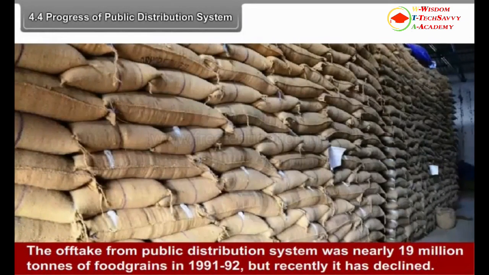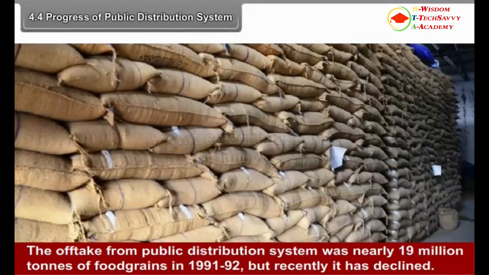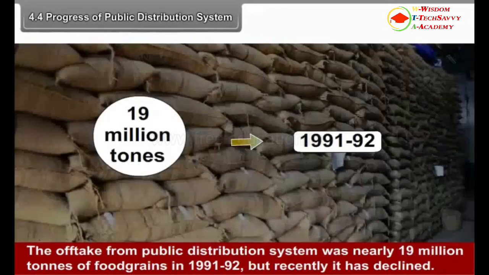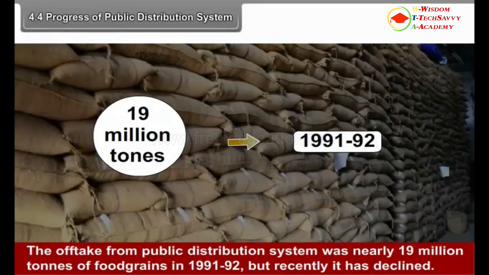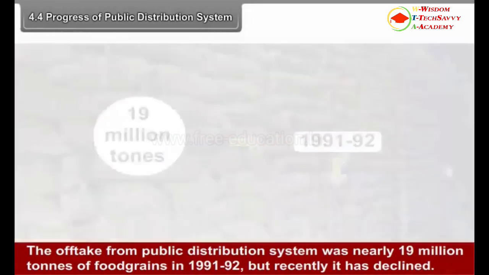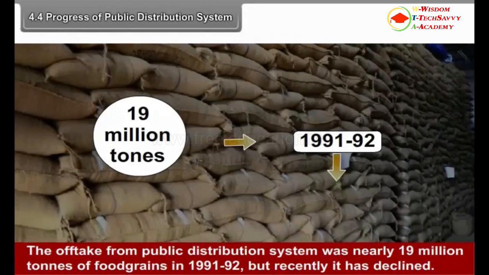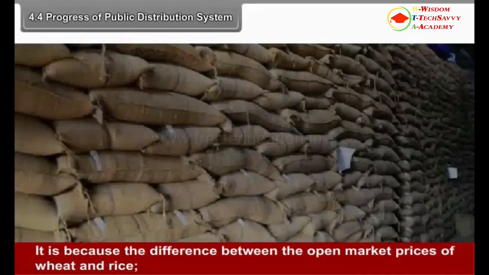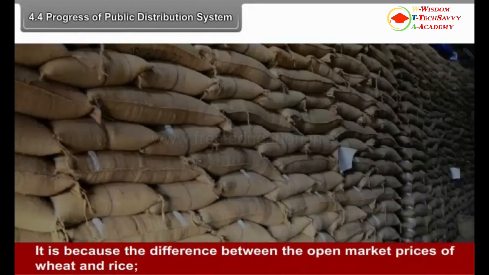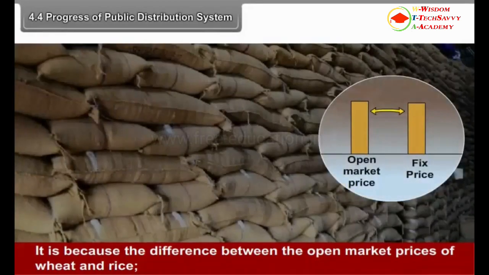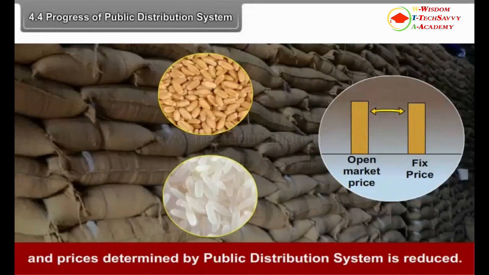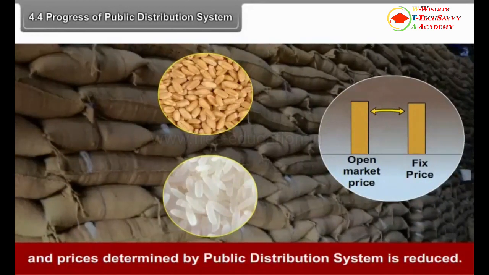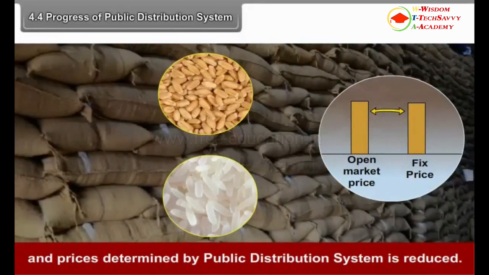The offtake from the public distribution system was nearly 19 million tons of food grains in 1991-92, but recently it has declined. It is because the difference between the open market prices of wheat and rice and the price determined by the public distribution system has reduced.